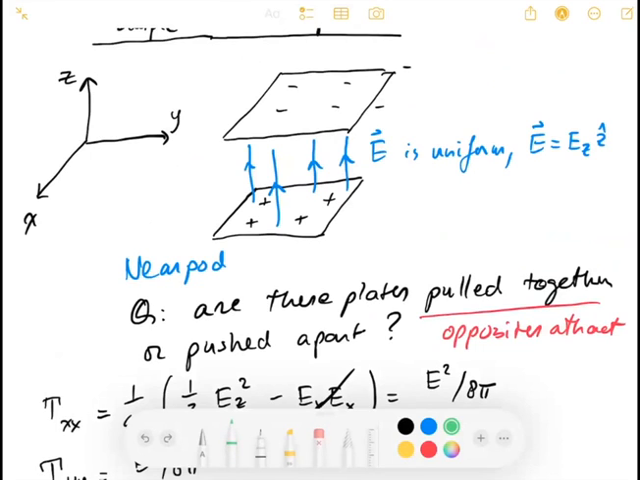Put one of these boxes here. So box on the top, and then below. Okay. So the normal in this case that we need to worry about is the normal in the z direction.